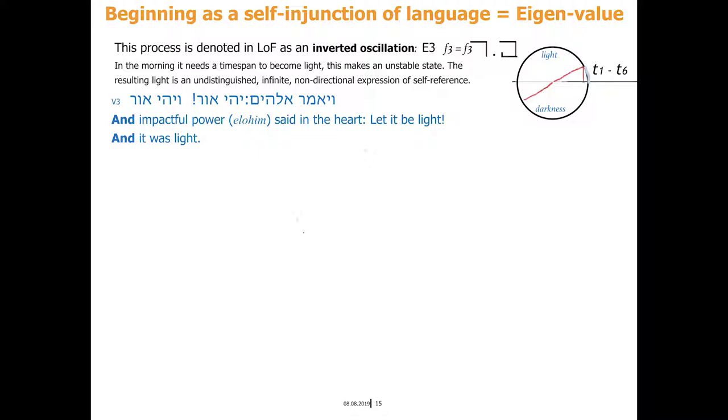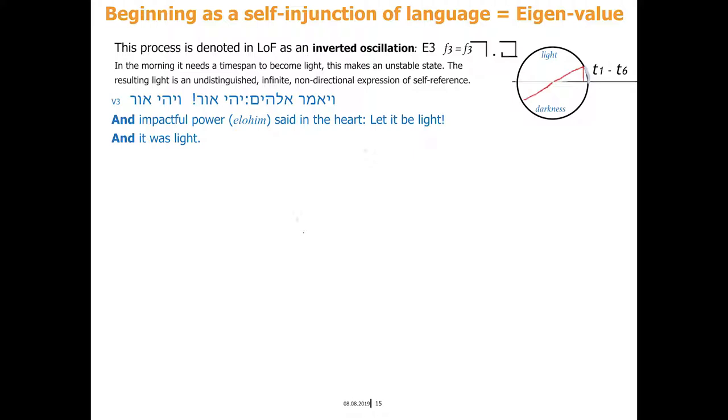In the morning, it needs a time span to become light. This makes an unstable state. The result, light, is an undistinguished, infinite, non-directional expression of self-reference. Denoted in Genesis, verse 3, and sign of relation, impactful power, said in the heart, said in the inner: let it be light, and it was light.